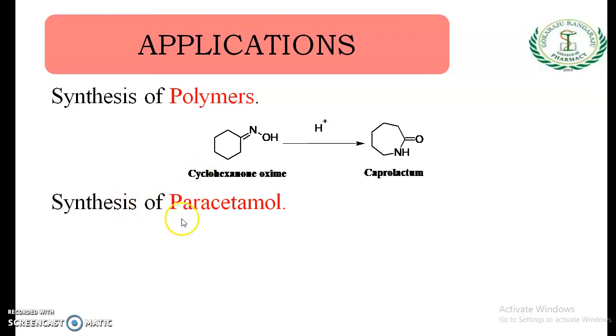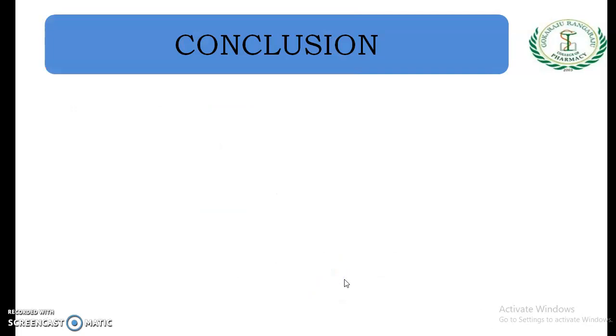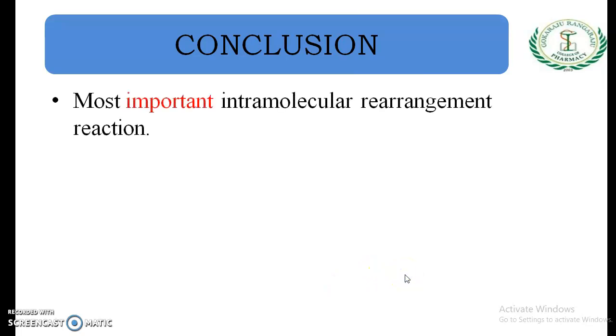Then the second one is the synthesis of paracetamol. Paracetamol, which is an antipyretic agent, is prepared from the starting material phenol, by treating it with acetic anhydride and hydrogen fluoride, which results in formation of para-hydroxybenzaldehyde, which on treating with ammonium hydroxide results in formation of the N-hydroxy group, which on further treating is converted into an oxime, that is paracetamol.